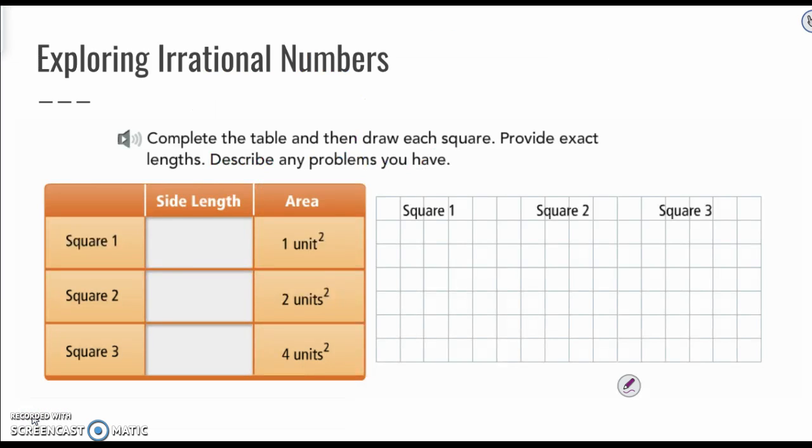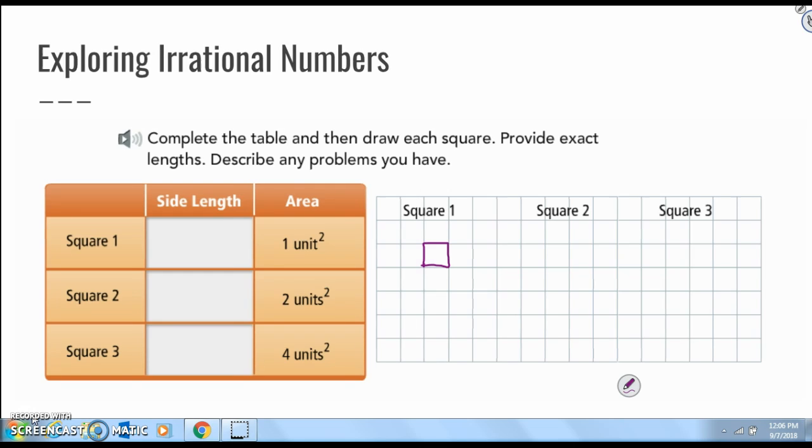Exploring irrational numbers. If we look at square 1, it's going to be 1 unit. So that is one box that we can draw or shade in. The side lengths of that square are 1 by 1. So 1 times 1 equals 1, therefore the square root of 1 is 1. So square 1 is a rational number.